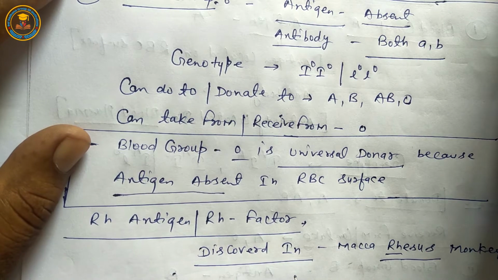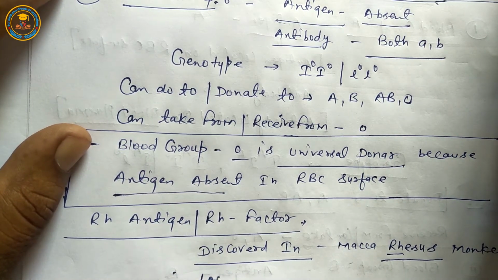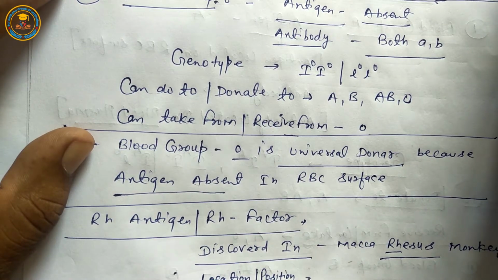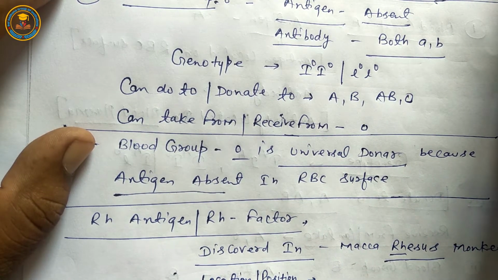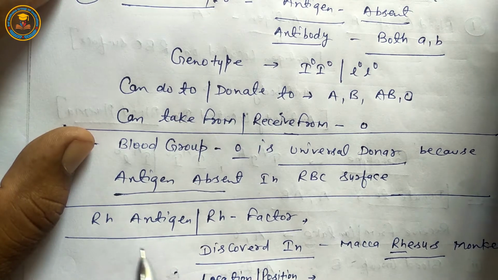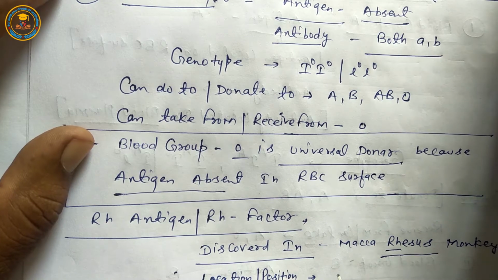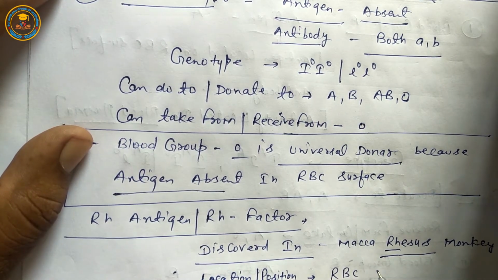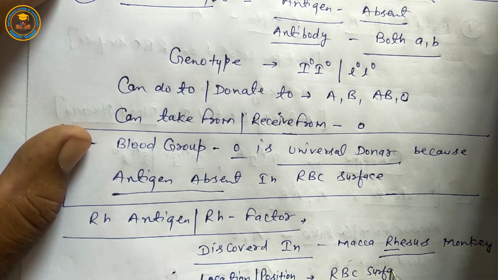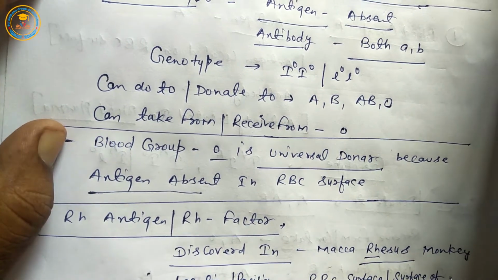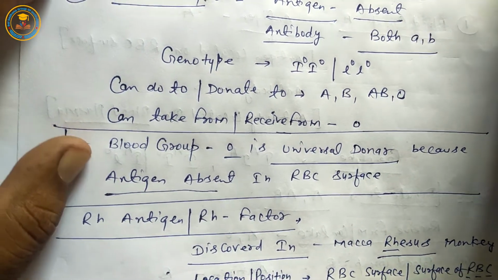Next is location or position. Students, all blood group related antigens are located on RBC surface. So RH antigen is related to blood, so it is located on the RBC surface. RBC means red blood corpuscles, other name erythrocytes.